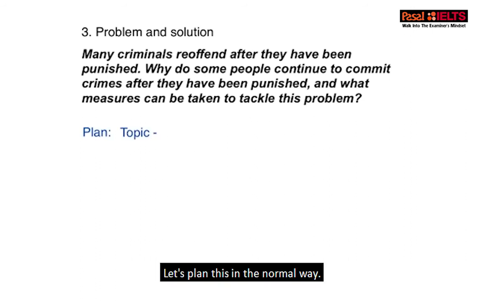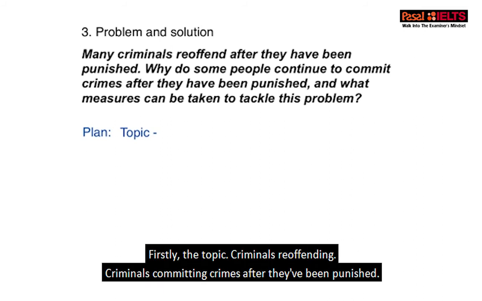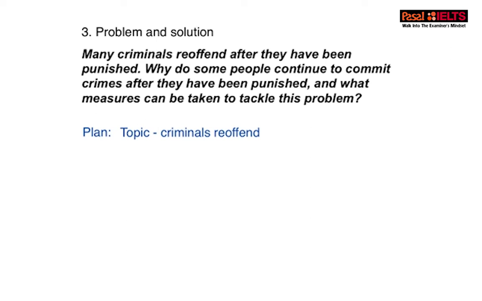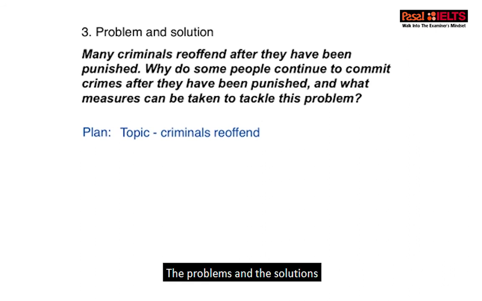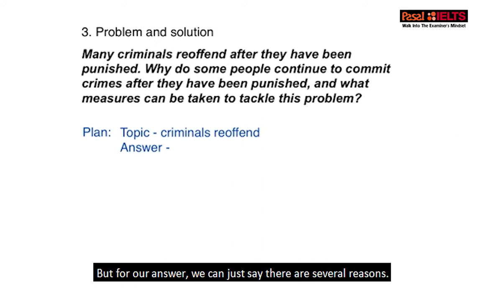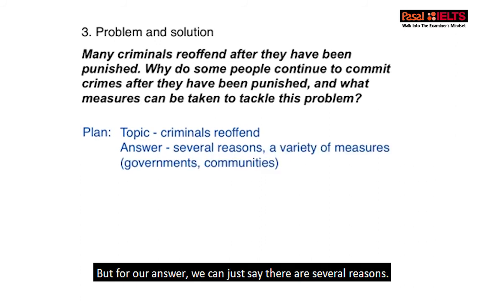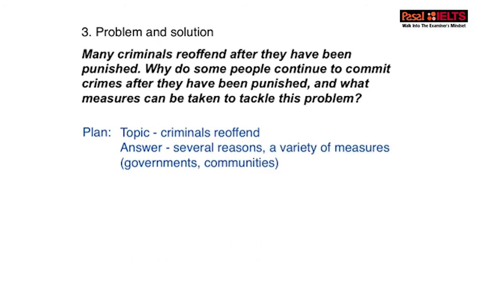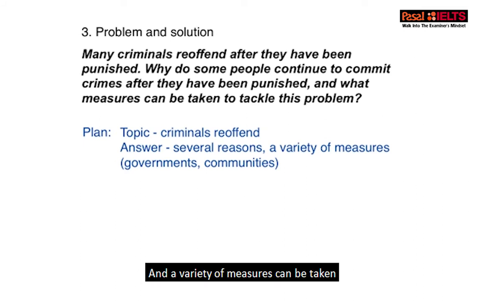Let's plan this in the normal way. Firstly, the topic. Criminals re-offending. Criminals committing crimes after they've been punished. And our answer, we need to cover the problems and the solutions. We're not going to give the exact problems and the exact solutions. That would be in the main body. But for our answer, we can just say there are several reasons and a variety of measures can be taken.